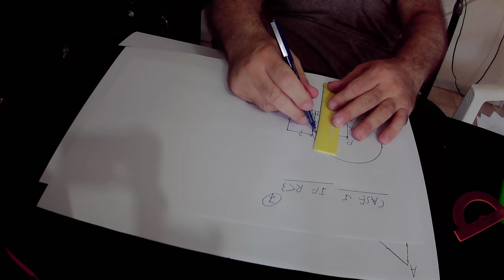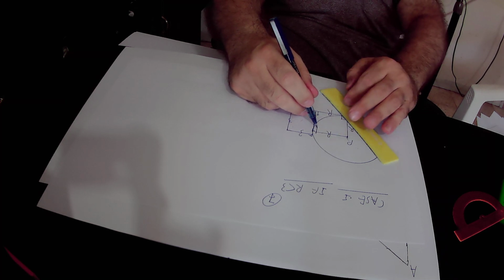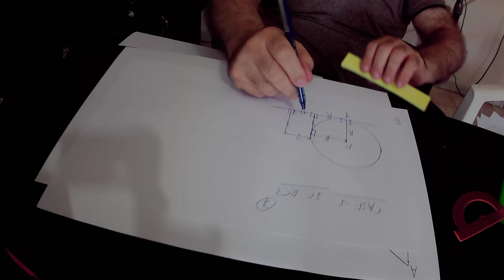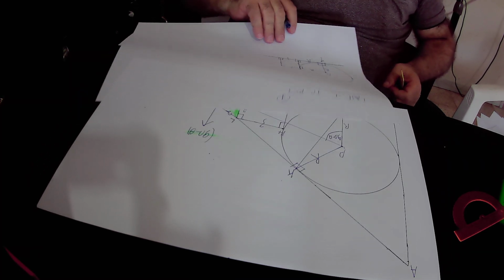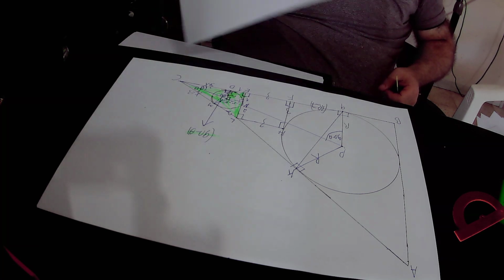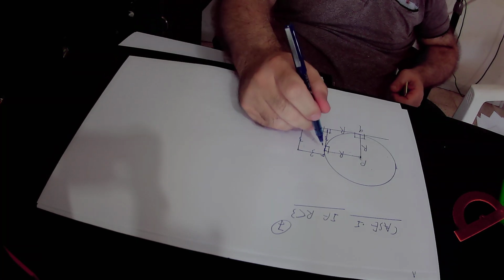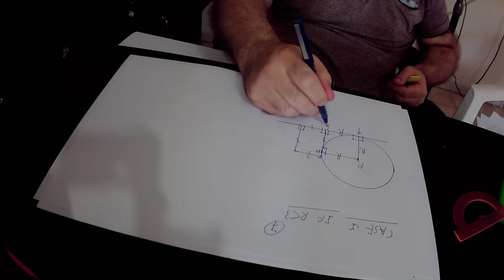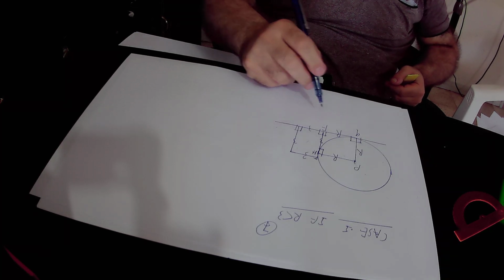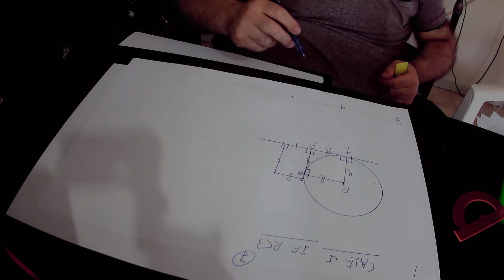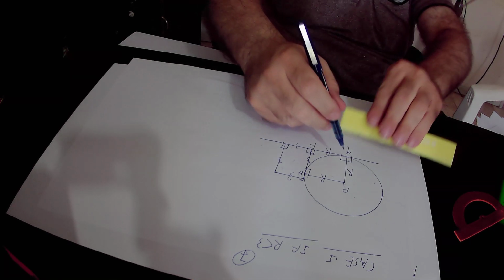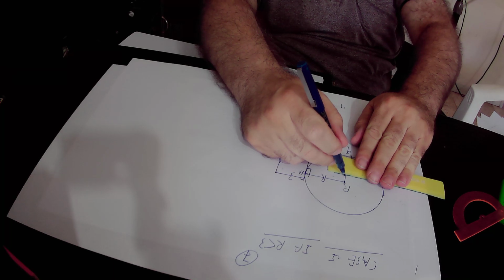Say it equals 90 degrees according to rule number 1. We have the radius that is perpendicular to the point of tangency. So here inside the quadrilateral PHQF, we have 1, 2, 3 right angles. Therefore, the fourth angle must be also equal to 90 degrees.